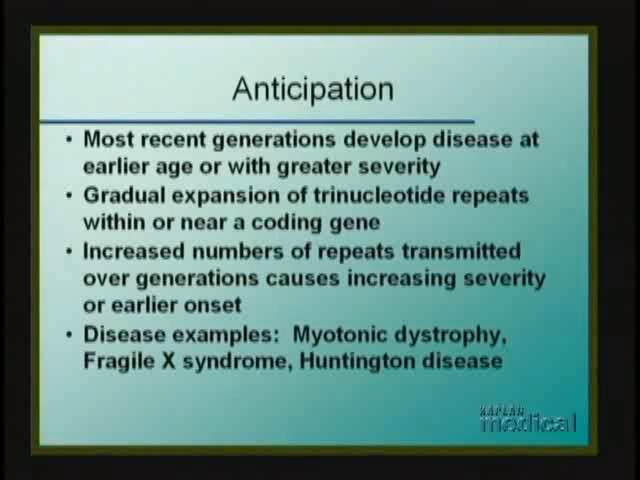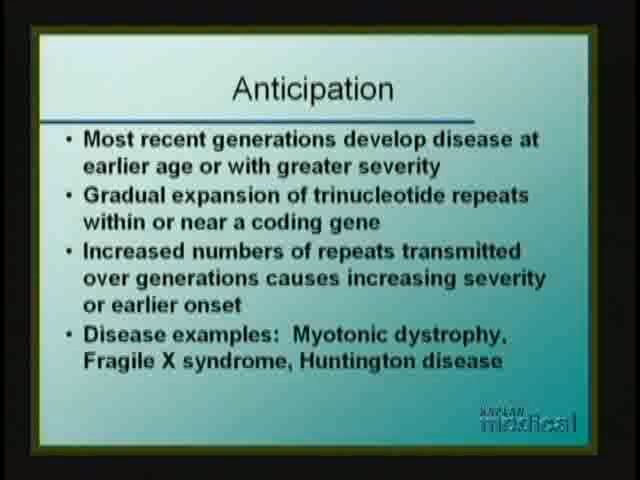Another complication is anticipation. Anticipation is something that we've known about for many years genetically, but we have only really been able to explain at the molecular level for about the past 15 years or so. Anticipation occurs with certain diseases such as myotonic dystrophy, Fragile X syndrome, and Huntington's disease.